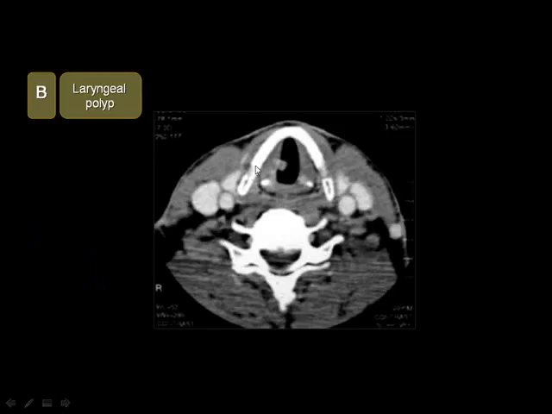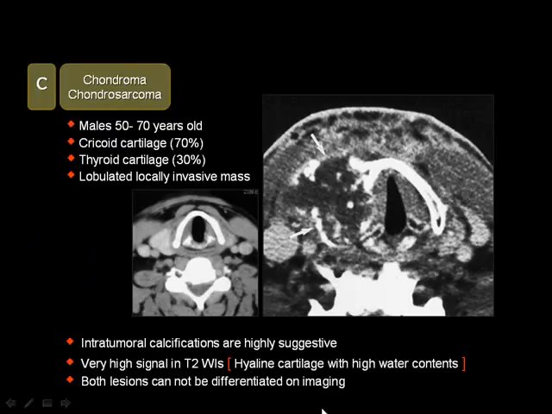Then the polyps, like this one, are easily identified by CT and also by endoscopy, and can easily be taken as a biopsy. Then one of the lesions that occur also in the larynx is the chondrosarcoma and chondroma. Actually, we cannot discriminate both lesions on imaging unless you can get some of the malignant features like metastatic deposits and so on. Then you suspect the possibility of chondrosarcoma.